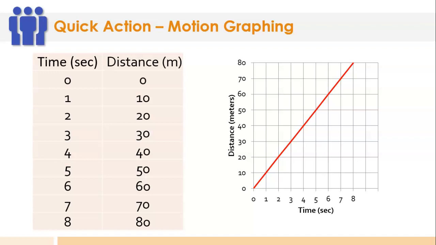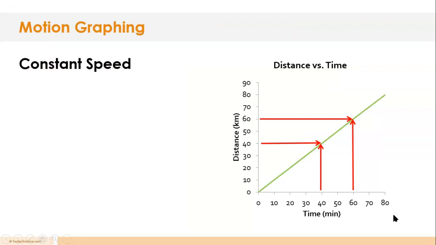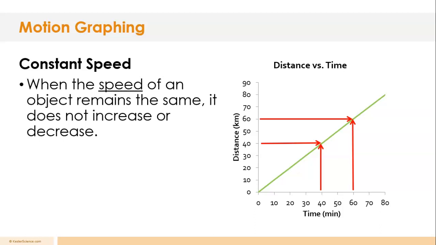A diagonal line will actually tell us the constant speed of an object, or that an object is going at a constant speed. So when something is moving at a constant speed, it means that its speed is not changing as we go. All right, it doesn't increase, it doesn't decrease, but it stays exactly the same the whole time.